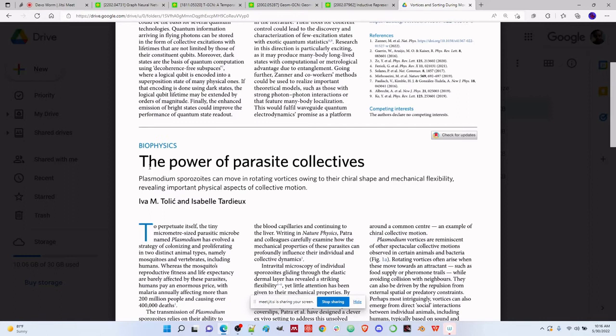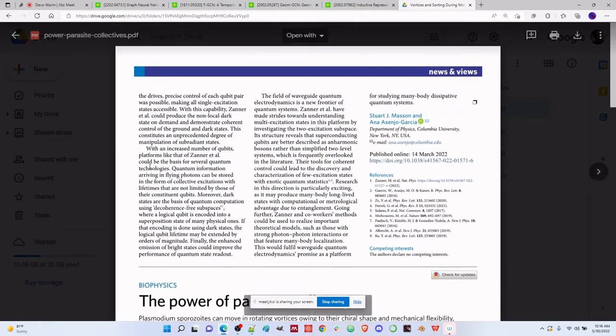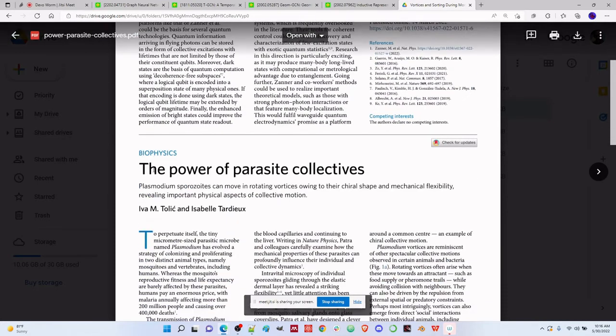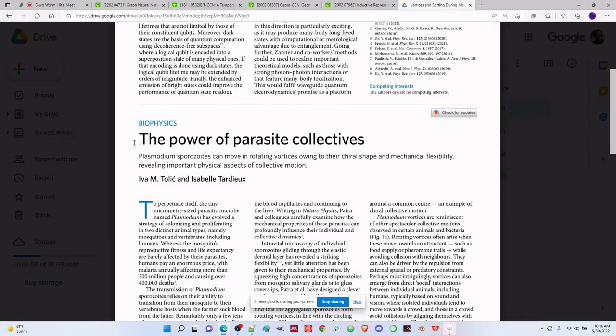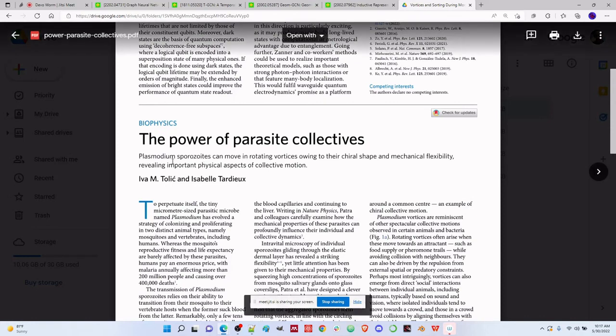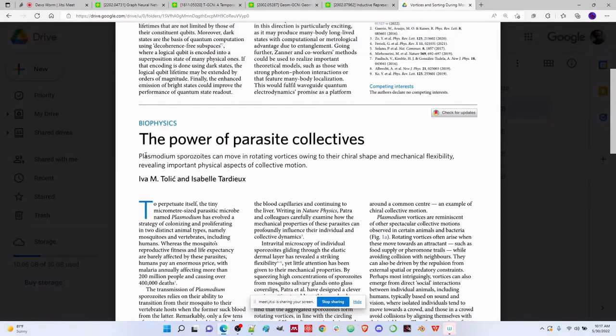So this is one of these profile articles that you find in journals. This is out of, I believe, Nature Physics, and this is called "The Power of Parasite Collectives." They're talking about these organisms called Plasmodium sporozoites. These are Plasmodium that can move in rotating vortices owing to their chiral shape and mechanical flexibility.